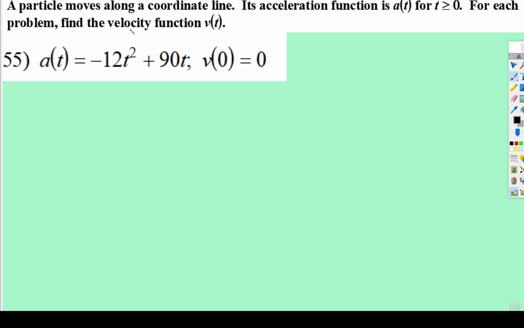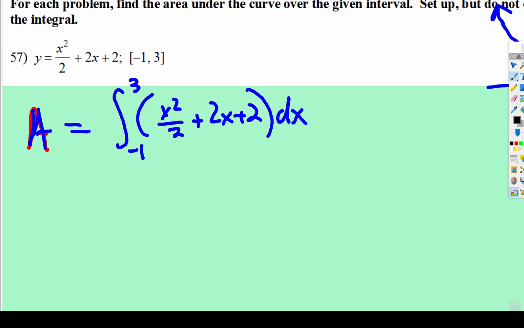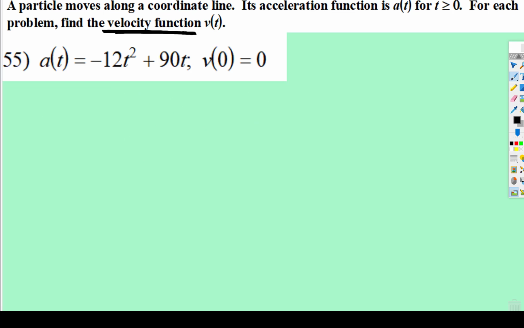And this one, I'm not going to do this with you, but this is the one where you just integrate once, because you're going to find the velocity function. All right, that is it for this one.